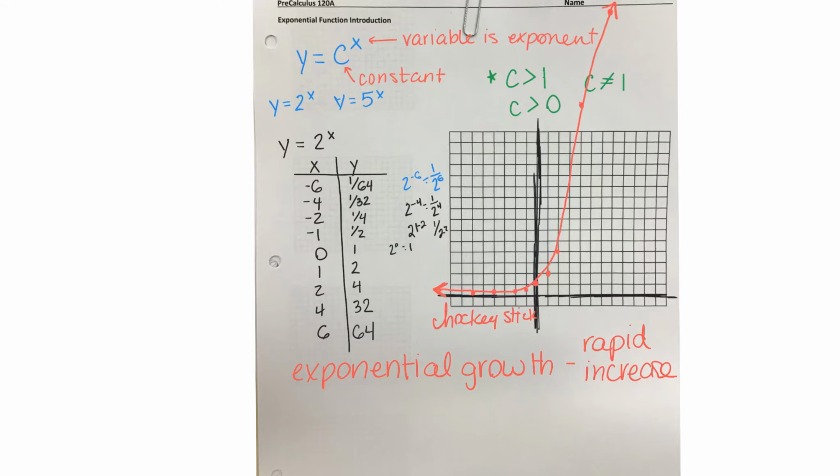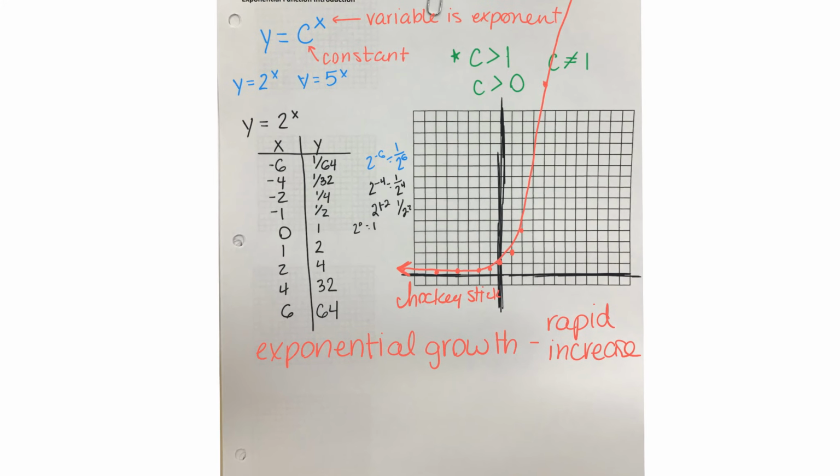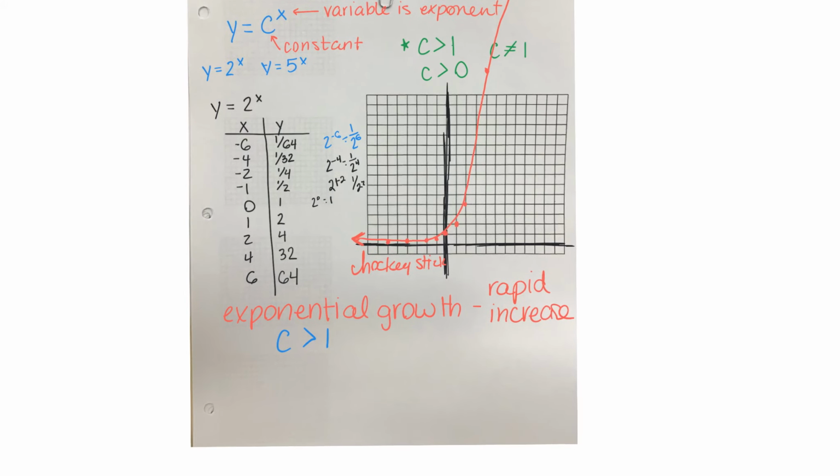Now, this happens when our constant is greater than 1. This is the parent graph. Is there an x-intercept? No. Is there a y-intercept? It's always at (0, 1). Think about that, because anything to the 0 is 1.